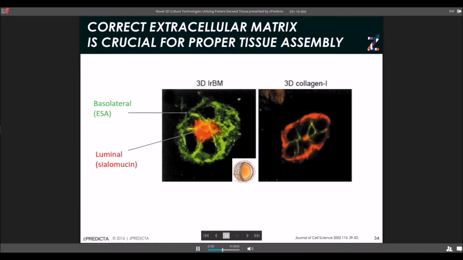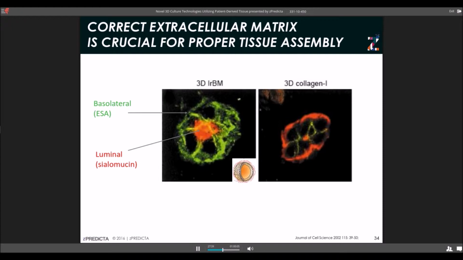Now, having the correct extracellular matrix is absolutely crucial, as has been very elegantly shown by Mina Bissell in this study, where she placed mammary epithelial cells into the reconstructed basement membrane, again, laminin collagen 4 rich matrix, and that formed a hollow acinus with the ESA staining marking the basolateral surface and the sialomucin marking the luminal surface.